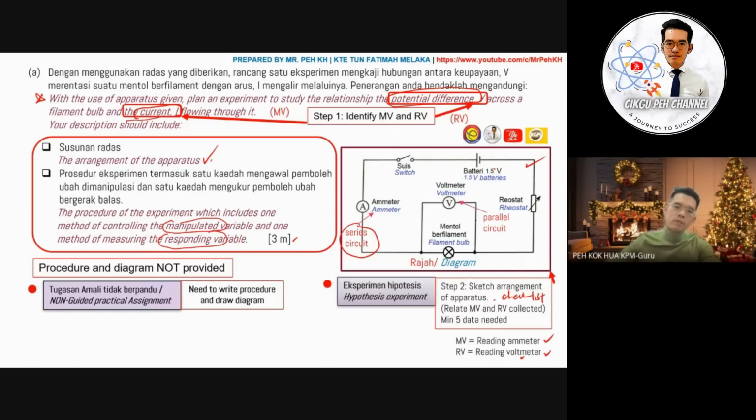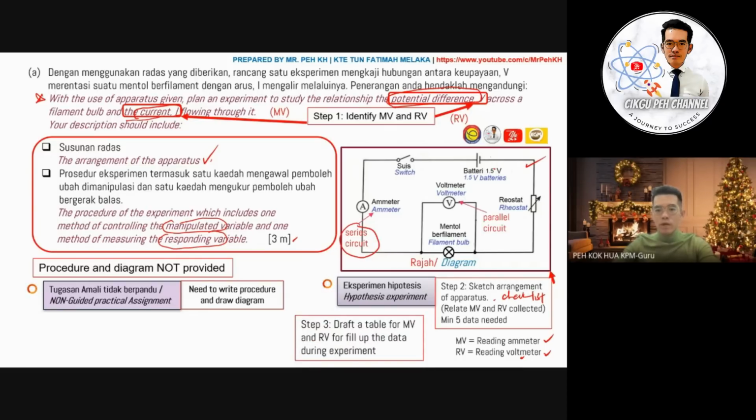As I mentioned just now, if we need to get the MV and RV and plot the graph, this will be considered a hypothesis experiment. So the last step will be to draft the table for MV and RV to fill in all the data. Here we need to measure the current and the corresponding potential difference. So you can just draft your table like this.